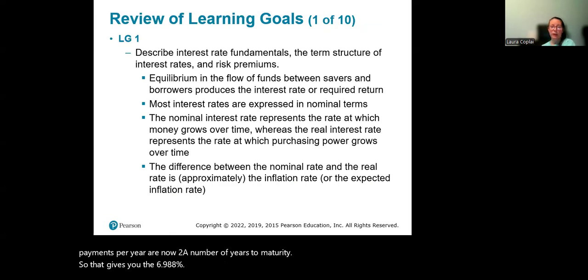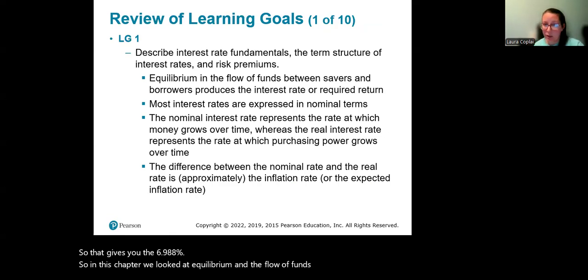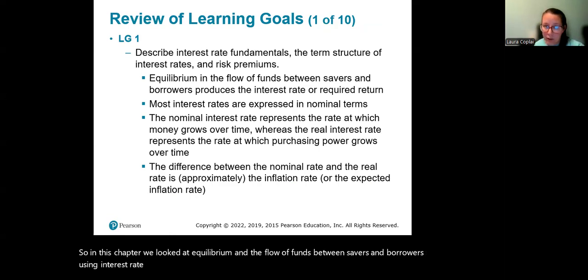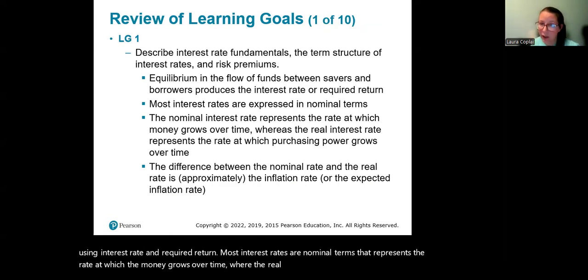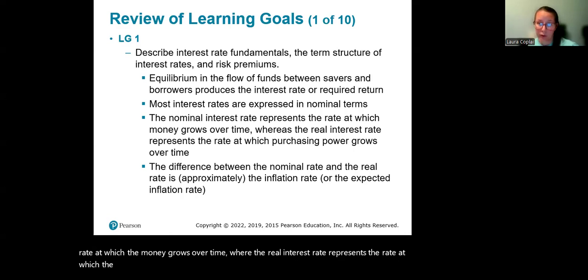So in this chapter, we looked at equilibrium in the flow of funds between savers and borrowers using interest rate and required return. Most interest rates are nominal terms. That represents the rate at which the money grows over time, where the real interest rate represents the rate at which the purchasing power grows over time. The difference between the nominal and the real rate is the inflation rate.